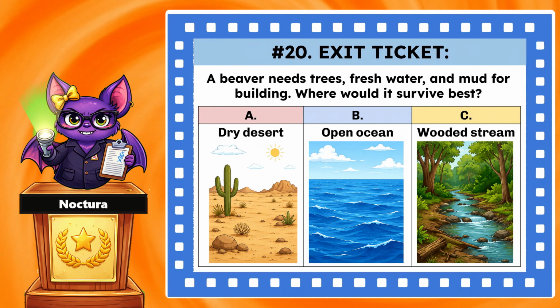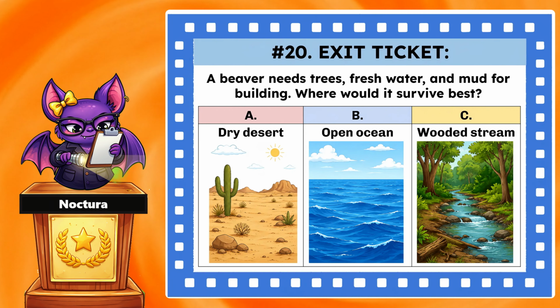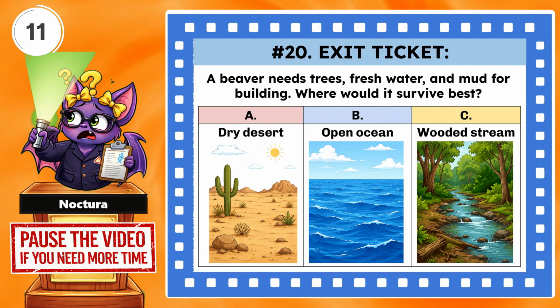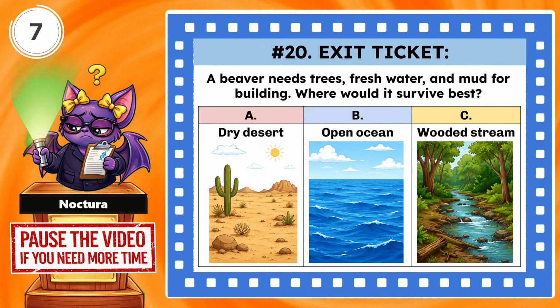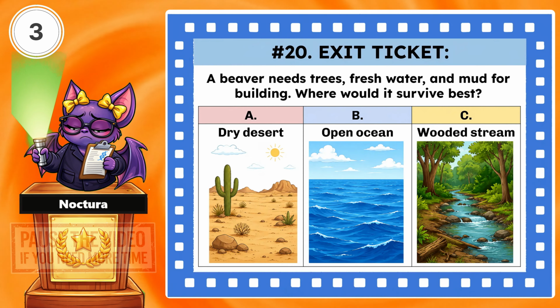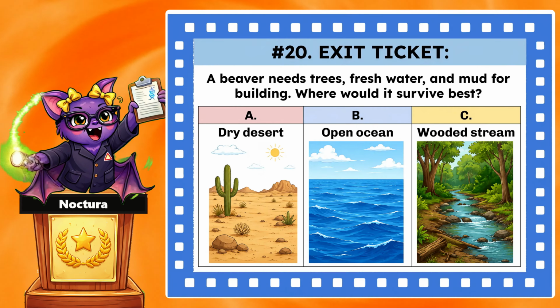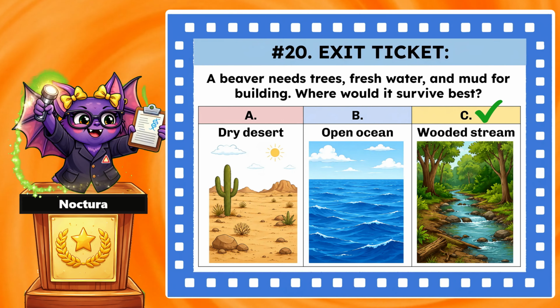A beaver needs trees, fresh water, and mud for building. Where would it survive best? And the correct answer is letter C, wooded stream.